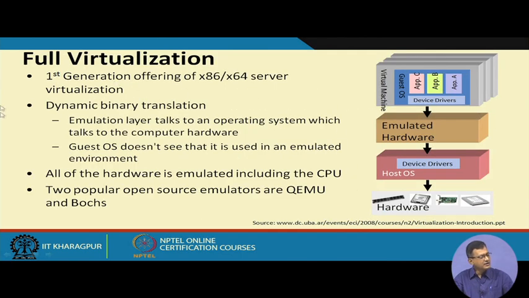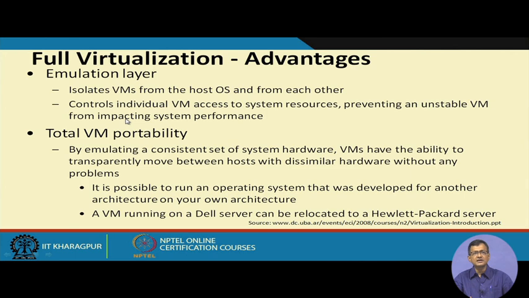There are different things in the case of full virtualization, the first generation offering. There is dynamic binary translation of the source code, and as we have seen, all the hardware is emulated, including the CPU. Many of you might have seen QEMU and Bochs, the two popular open source emulators. Full virtualization has advantages from the emulation layer, as you do not bother about it, since the two things are separated. There is total VM portability: I can take the VM from one place to another, because only the VMM needs to understand it.